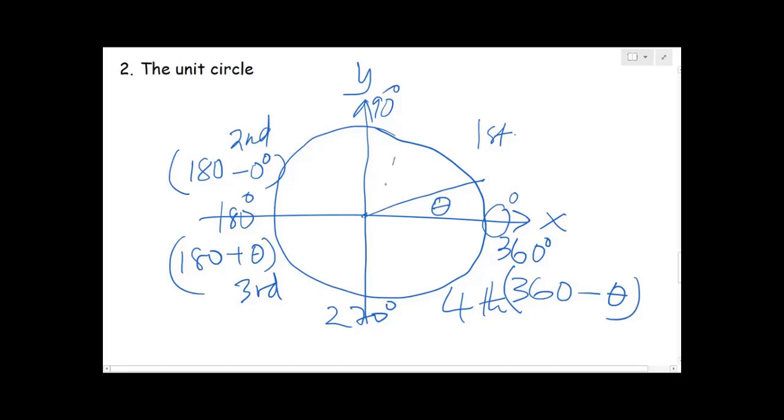In the first quadrant, all the 3 trigonometric ratios have positive values. In the second quadrant, only sine is positive. In the third quadrant, it is only tangent that is positive. Whereas in the fourth quadrant, it is only cosine that is positive.